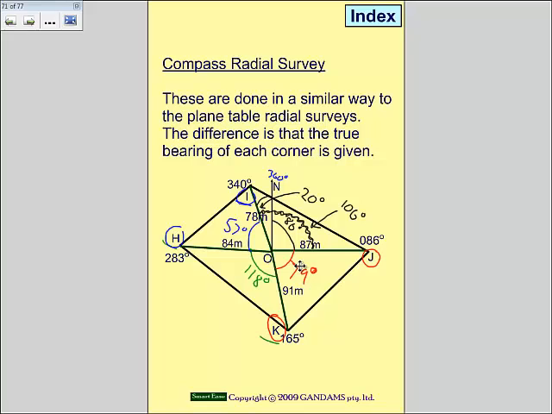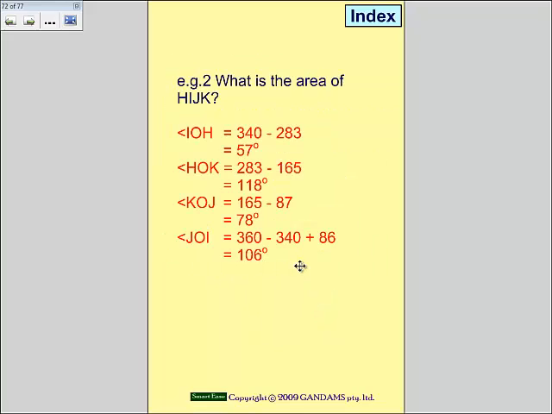Adding those four numbers together, 106, 79, 118 and 57, I get 360. I got my calculator here just to make sure that I am correct. So that's how we do it. On the next slide is pretty much those calculations there.